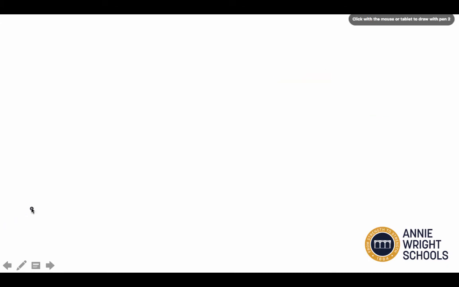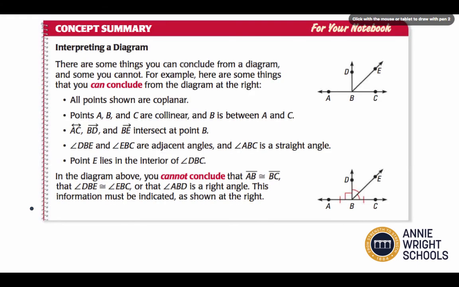The last thing I want to draw your attention to is something in the lesson that you should read and make sure you understand, and it's this concept here. There are things that you can conclude from a diagram, and there are things that you cannot conclude. In this diagram here, you can conclude that all the points are on the same plane. You can conclude that A, B, and C are collinear and that B is in between the two. You can conclude that this ray, and this line all intersect at B.